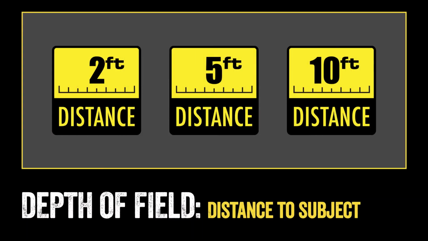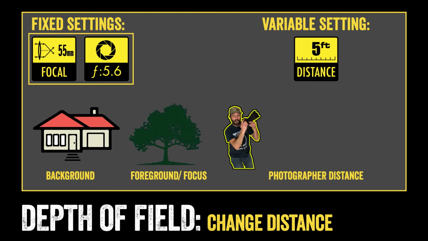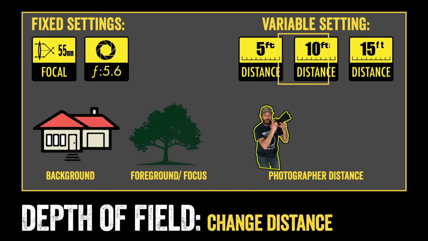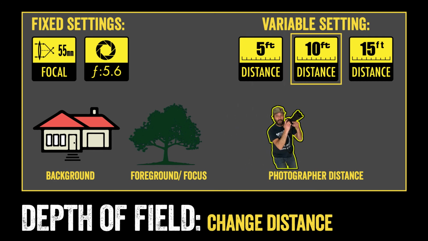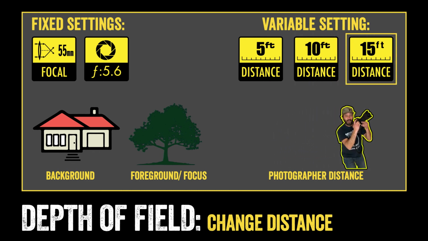Our final 3 shots will be changing our distance to the subject. We'll start very close at about 2 feet, step back to 5 feet, and then step back even farther to 10 feet. So, our fixed settings will be 55 millimeters on our focal length. Our aperture will be 5.6, and we'll start, like I said, about 5 feet from our subject. We'll take a shot, and then we'll scoot back to about 10 feet, take a second shot, scoot back even farther to about 15 feet, and take our 3rd and final shot for this assignment.